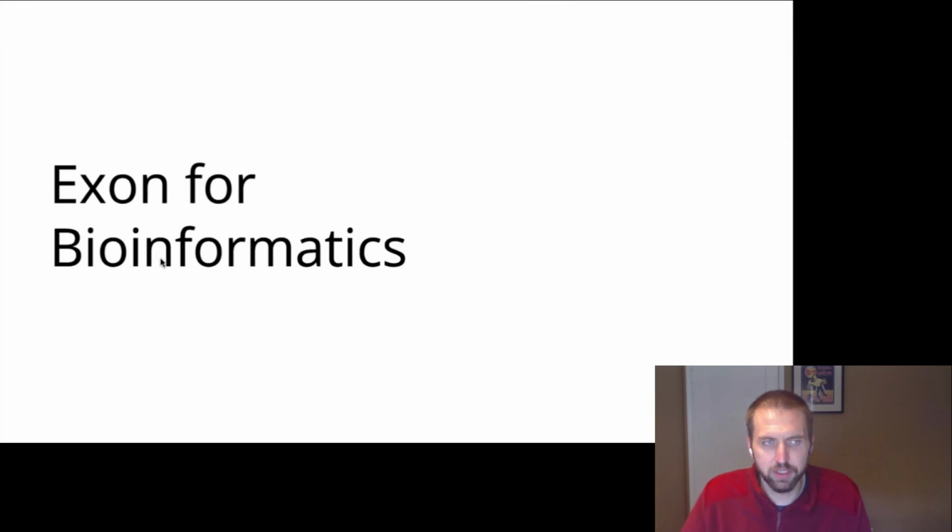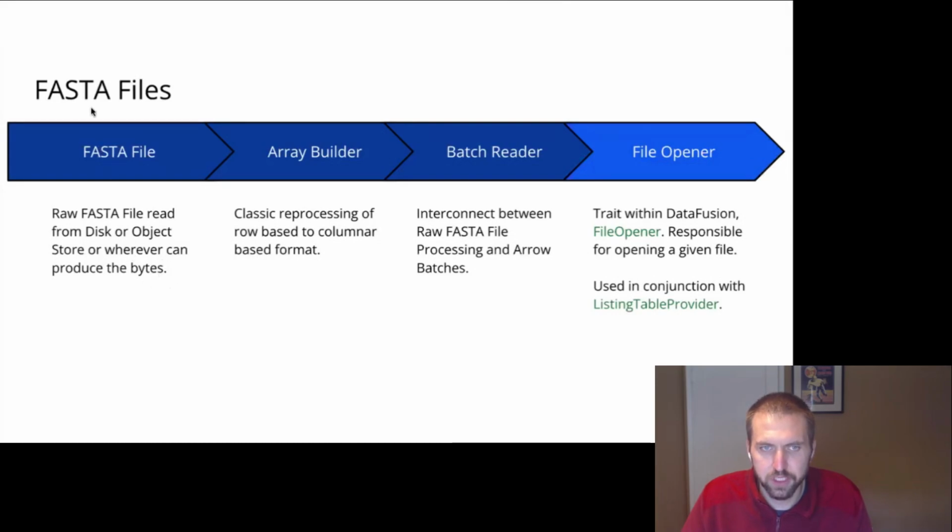Okay, so that was a high level look at the files. Now I want to talk a little more about how Exon does some of the actual data processing. To add a file format, like FASTA, which I mentioned earlier, it happens in a couple of different steps. We get the raw file off the disk, we build up arrays, we build up batches, and then ultimately we go to streams of Arrow record batches.